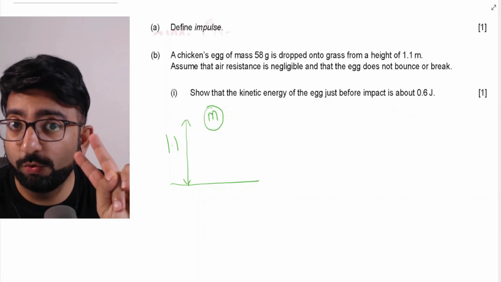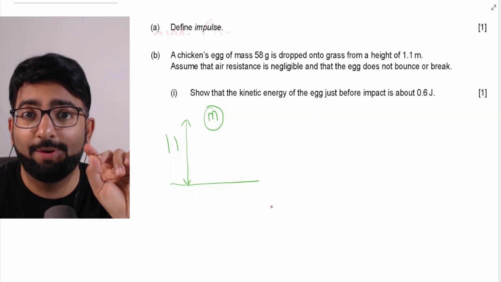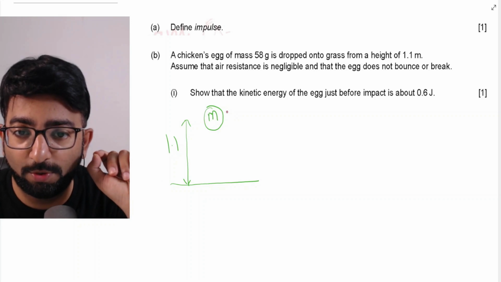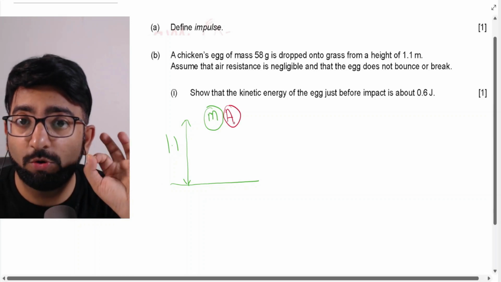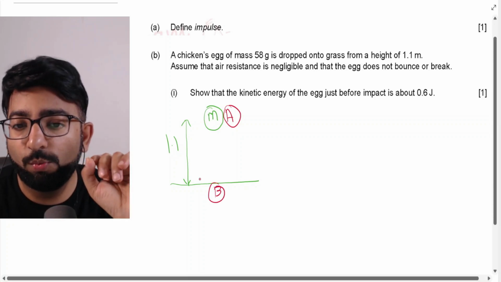There are two ways to do it: either we use the law of energy conservation or the Stewart equation. Let's use both methods. Method number one, the law of energy conservation. Let us label point A as the topmost point and point B as just before impact with the ground.